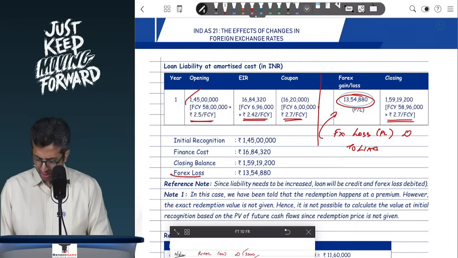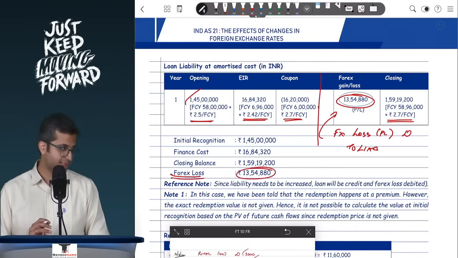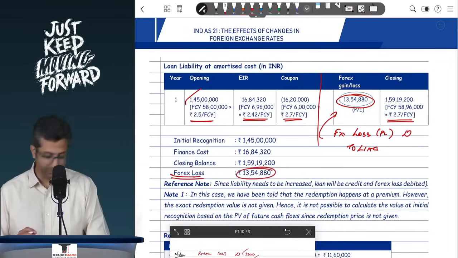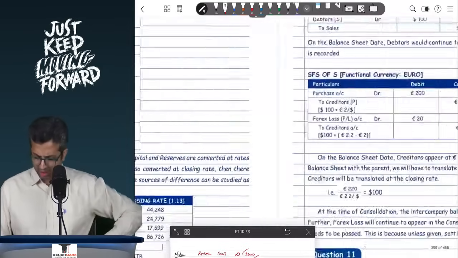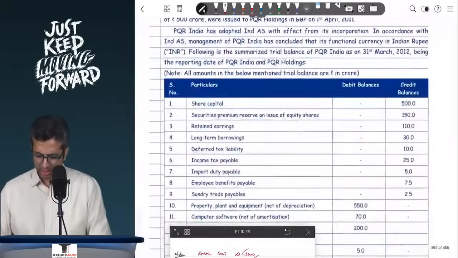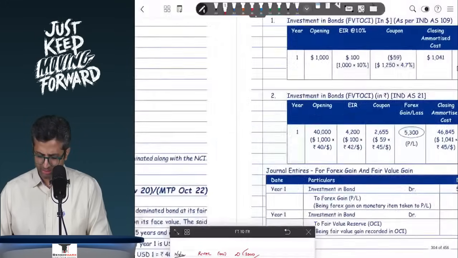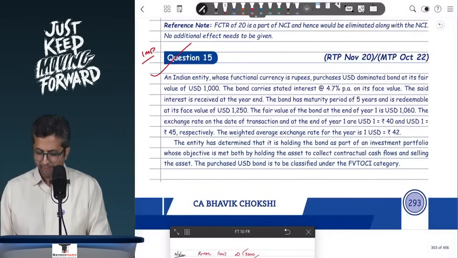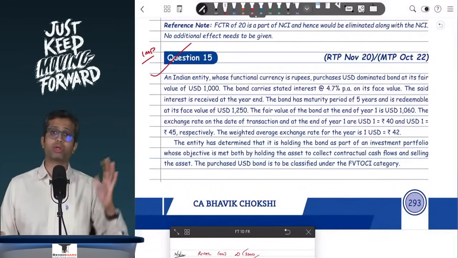Okay, so this is a forex loss to be taken to the P&L because it arises on account of a monetary item. Okay, we'll come back to this section, but before that, there is a question number 15 also on similar lines, which is important, which is investment in bonds at FVOCI.